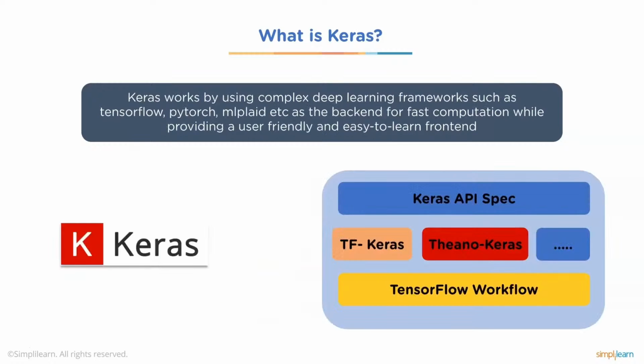It's really powerful to have something out really quick and also be able to start testing your models and seeing where you're going. So Keras works by using complex deep learning frameworks such as TensorFlow, PyTorch, MLPlaid, etc. as a backend for fast computation, while providing a user-friendly and easy-to-learn front-end. And you can see here we have the Keras API specifications, and under that you'd have like TF Keras for TensorFlow, Theano Keras, and so on. And then you have your TensorFlow workflow that this is all sitting on top of. And this is, like I said, it organizes everything.